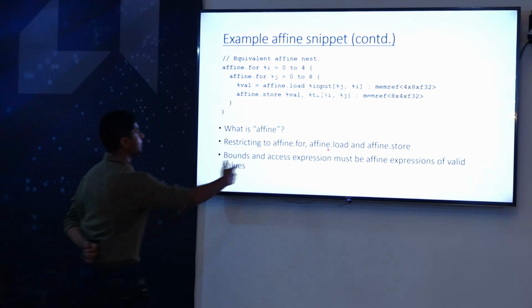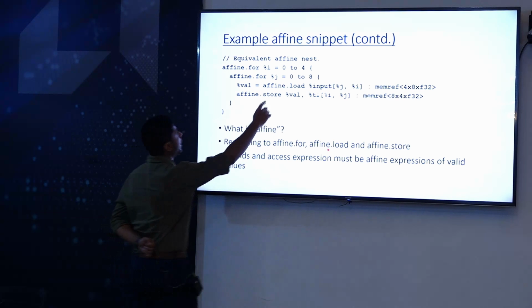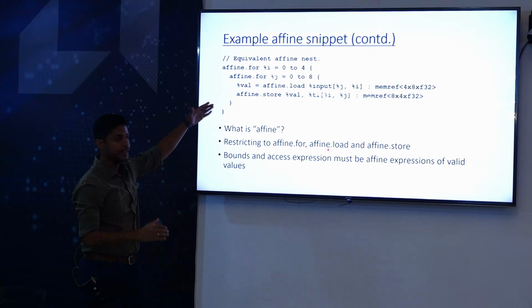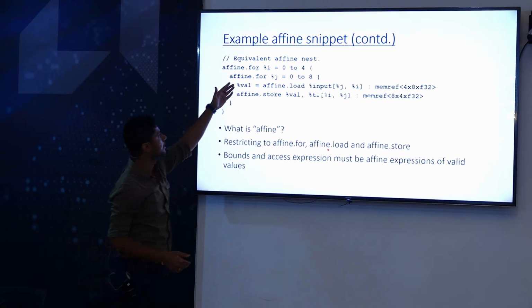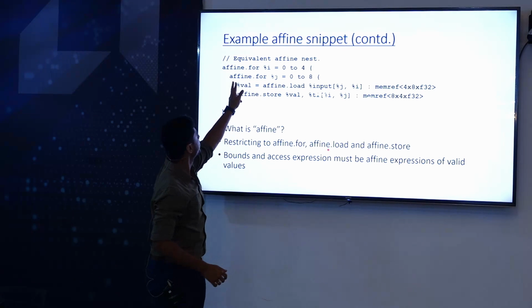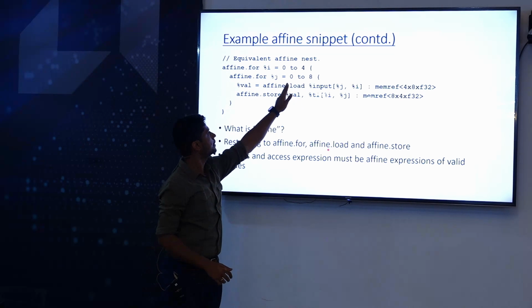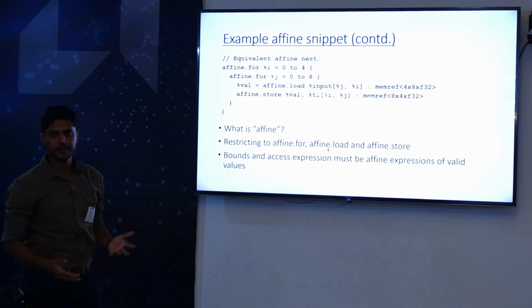Valid values. What are the valid values? All the constants are valid values, and inside this affine for, the top affine for, i becomes a valid value. Inside this loop, j becomes a valid value. You can basically convert this affine for j equal to 0 to 8. You can start it from i. It's still a valid value.